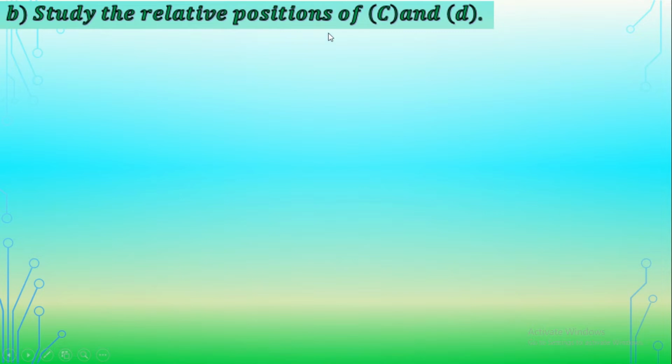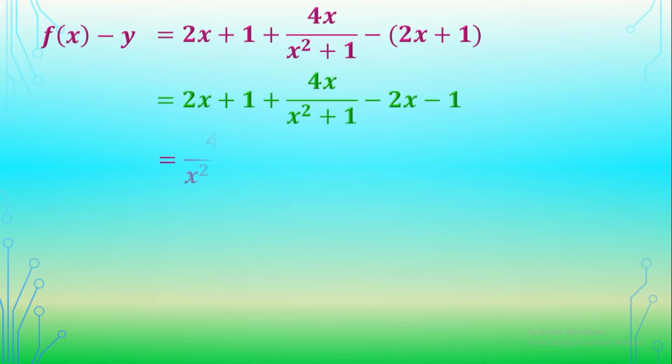Now study the relative positions of C and D. Also, to study the relative position of a curve and a straight line, we need to subtract f of x minus y and study its sign. Well, f of x minus y, we have just solved it. We got 4x over x squared plus 1. Now we need to study the sign for f of x minus y. So we need to study the sign of 4x over x squared plus 1.